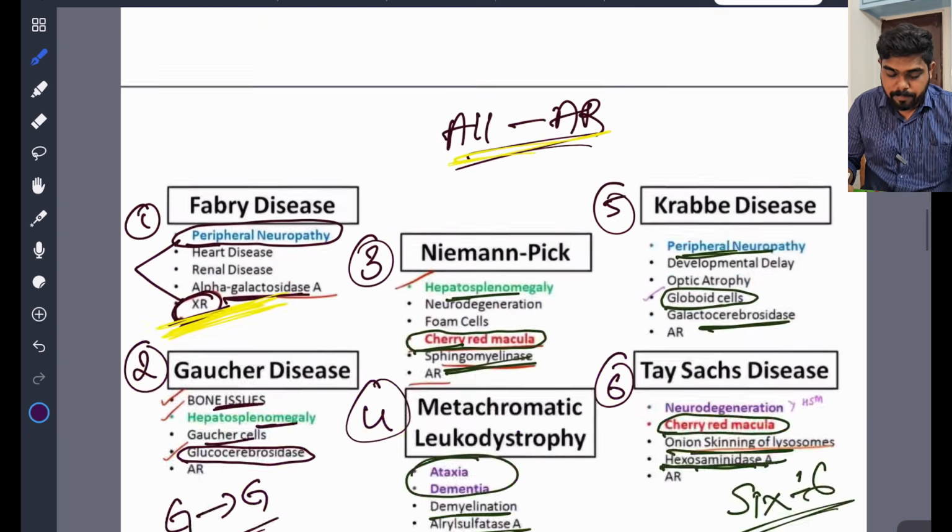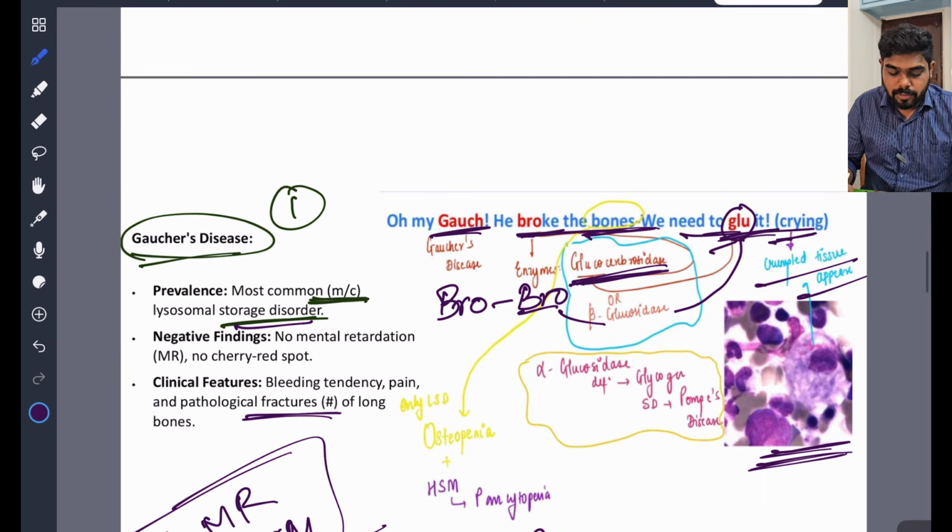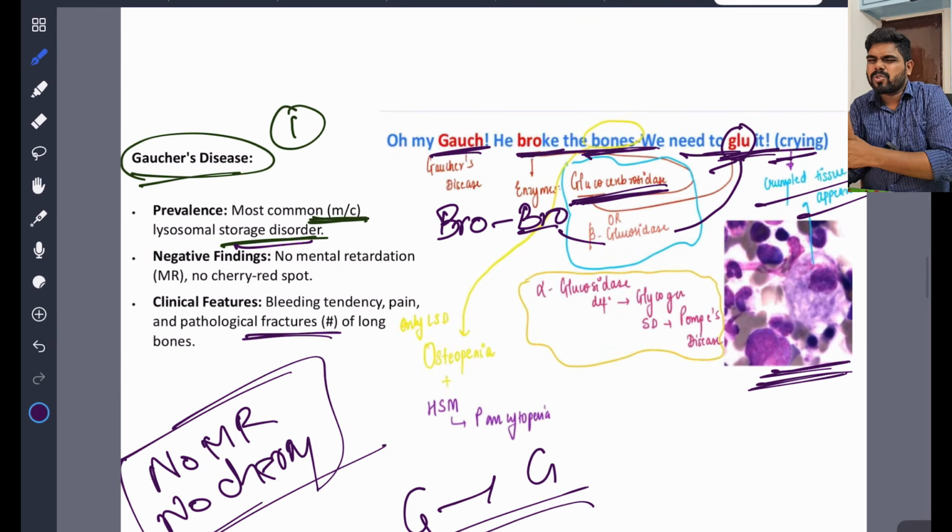See, we started from Gaucher's. Whenever Gaucher's, ouch, bone pain. So glucocerebrosidase, crumbled tissue paper. This is very important. And there is no mental retardation, no cherry red spot, but hepatosplenomegaly things are there. Pathological fracture is the classical.